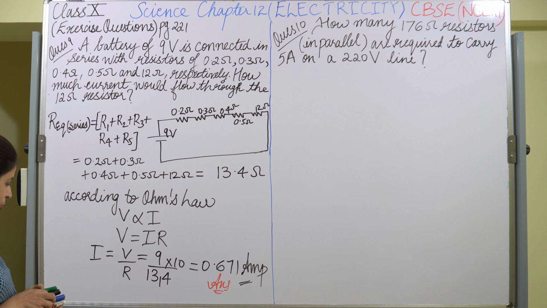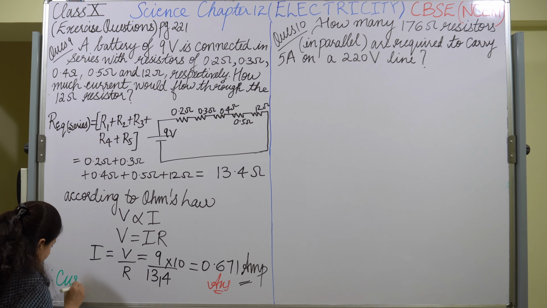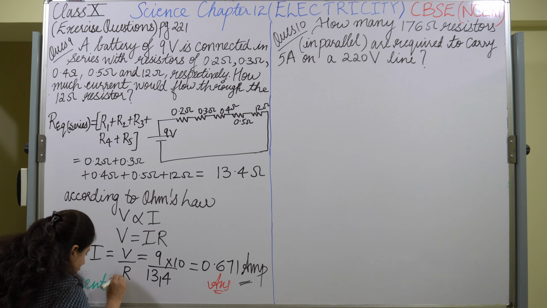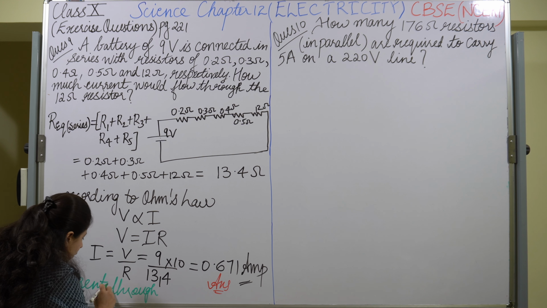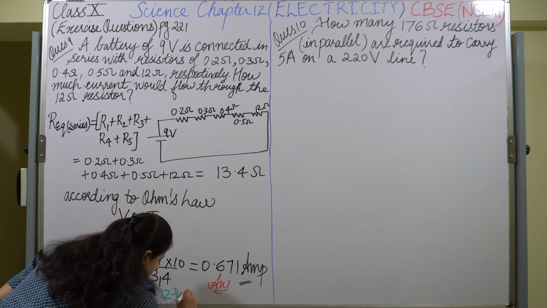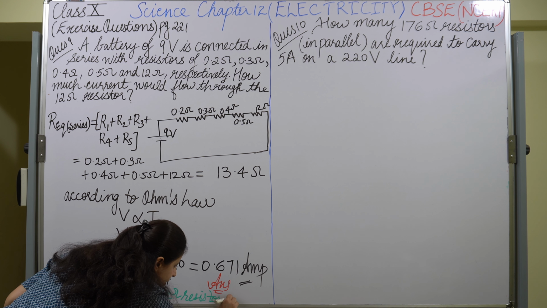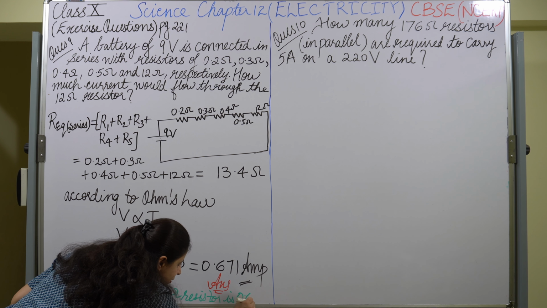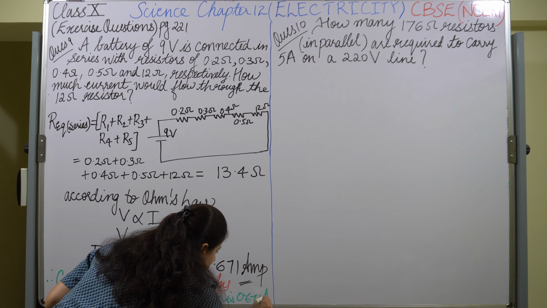We can write it down at the bottom also. Therefore, the current through the 12 ohm resistor is 0.671 amperes.